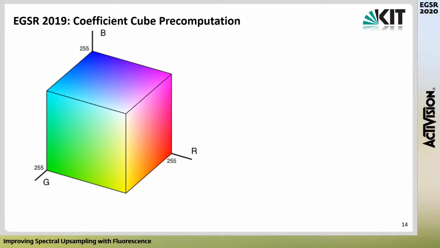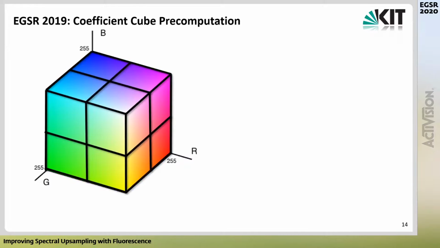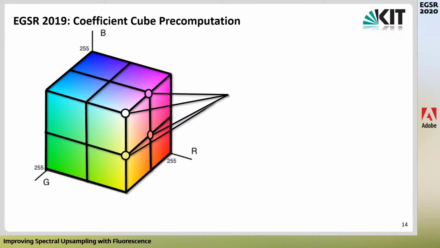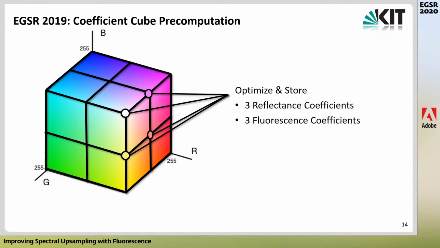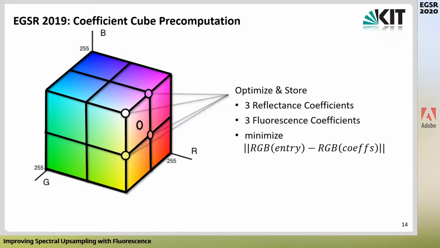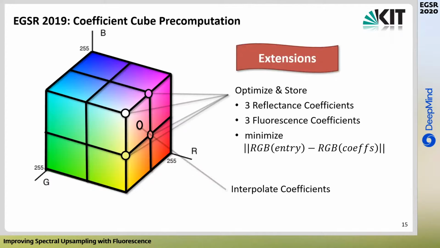And for that, the original paper divides the RGB color cube with a regular grid, and for each of the grid points, it optimizes and stores 6 coefficients by minimizing the Euclidean distance between the grid point and the RGB color that is represented by these coefficients. And in order to upsample colors between the grid points, they interpolate the coefficients that were pre-computed for those grid points.